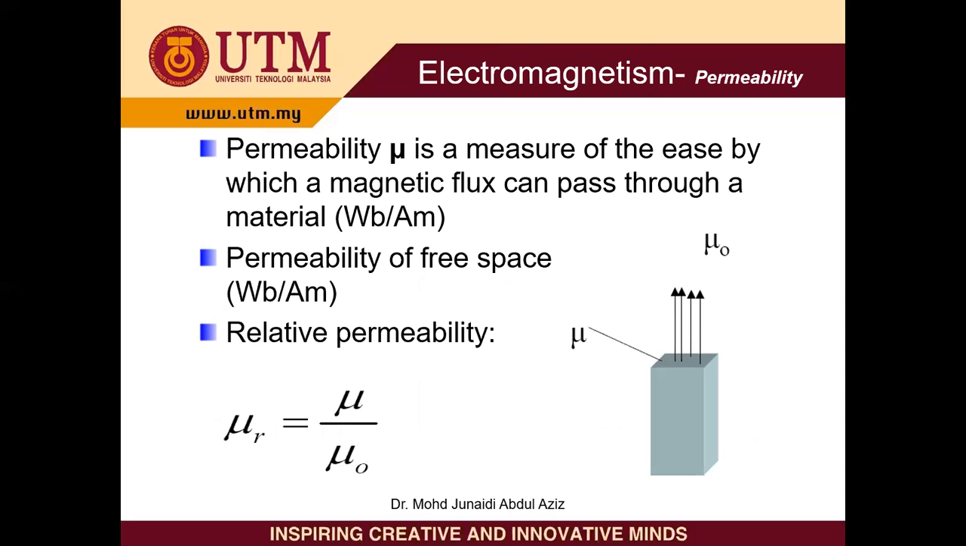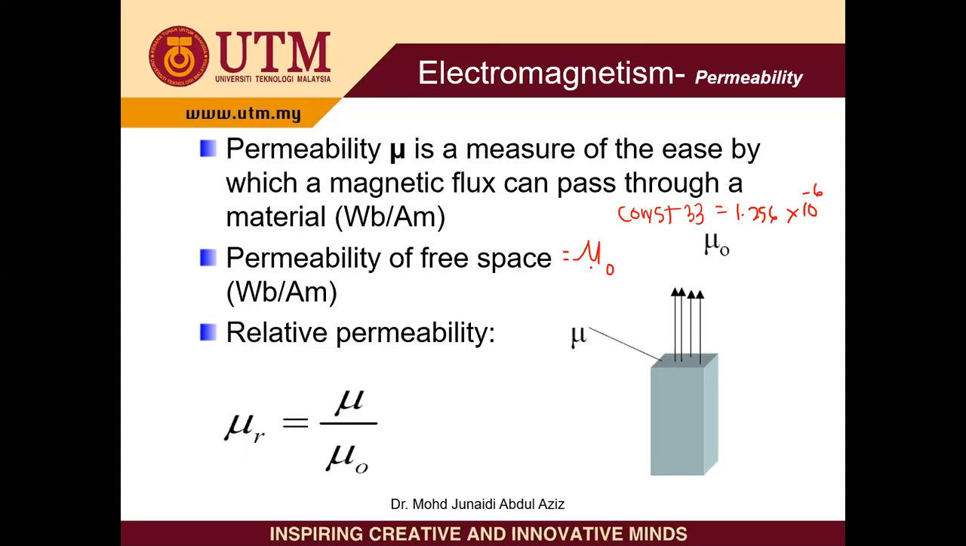Permeability, or mu, is a measure of the ease with which a magnetic flux can pass through a material. It is usually measured in Weber over cross section multiplied with the meter. The permeability of free space, we usually refer to as mu O. In the calculator, just type constant 33, and it will produce the value of your mu O. So constant 33, your mu O is 1.256 power of -6.